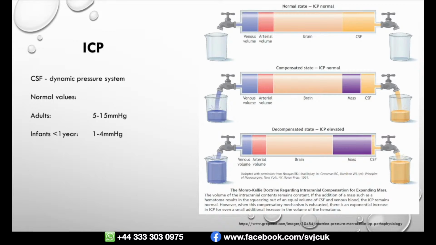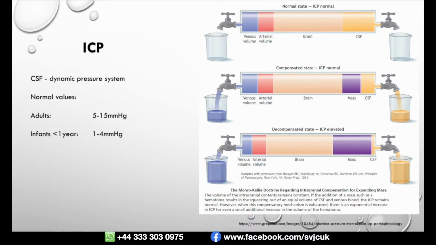The CSF, the cerebrospinal fluid, is a dynamic pressure system, and your normal values for your intracranial pressure as an adult are between 5 to 15 millimetres of mercury, and for infants under a year, it's 1 to 4 millimetres of mercury. So you can see on the picture on the right of your screen, in the normal state, as I mentioned, these all exist in equilibrium.